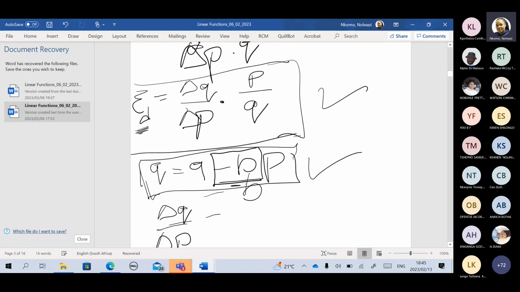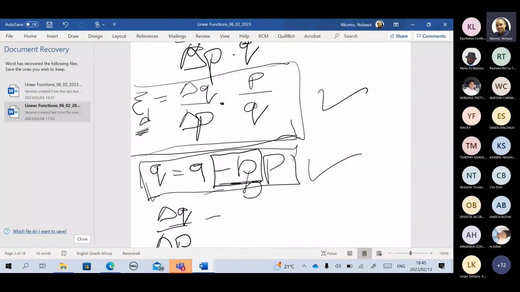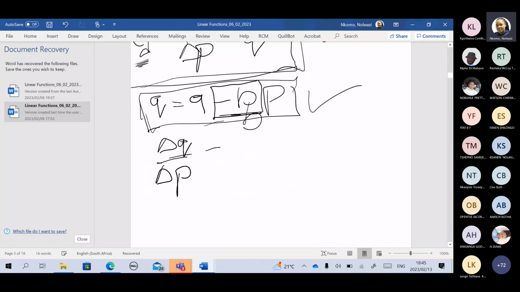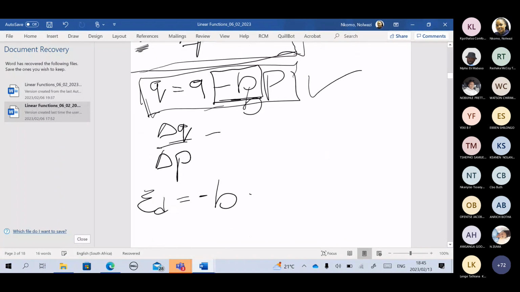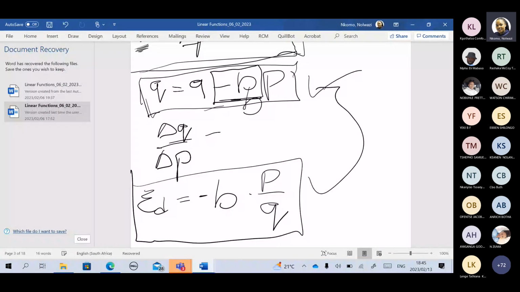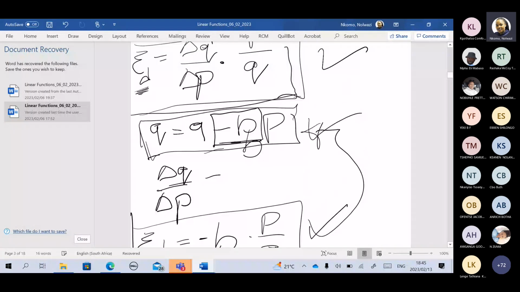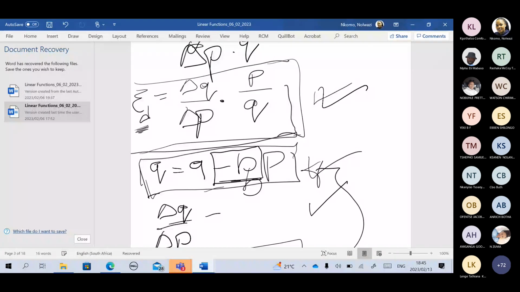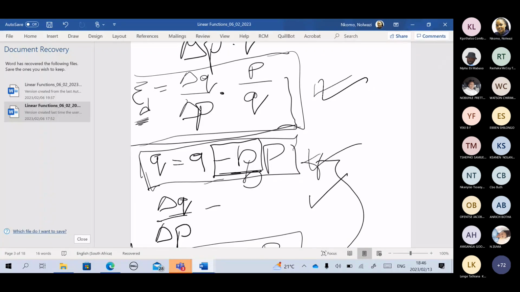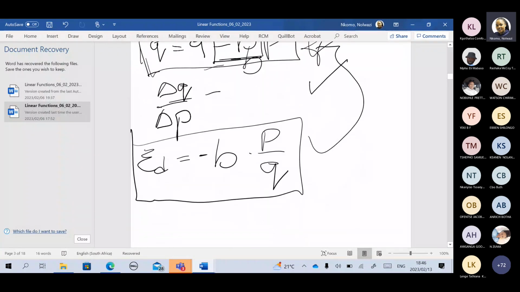So again, rather than using this equation, it's still okay to write the elasticity of demand as minus B times P over Q. If you use this simple version of the equation, you'll still get the same answer. So it's better to just use the simple version of this one. Right. Okay, I hope we are still together.